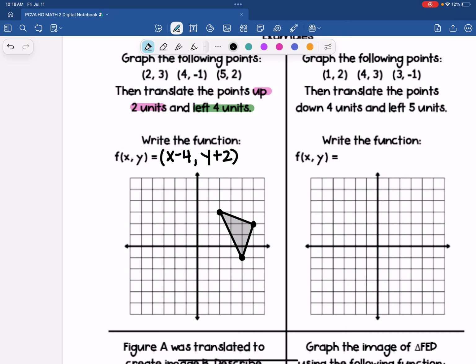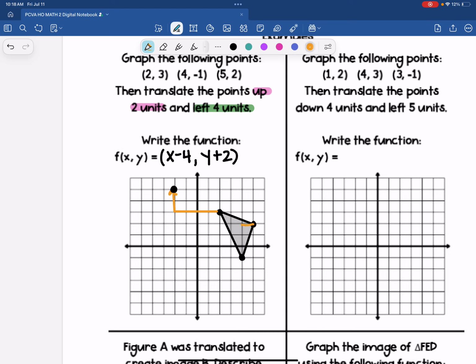And again, you can do the function rule for all of these if you want to, or we can just kind of physically move the points ourselves, especially if we're graphing. So for our pre-image, that means that I'm going to go to the left by 4. And then we're going to go up 2. And that's going to land me at this prime or image.